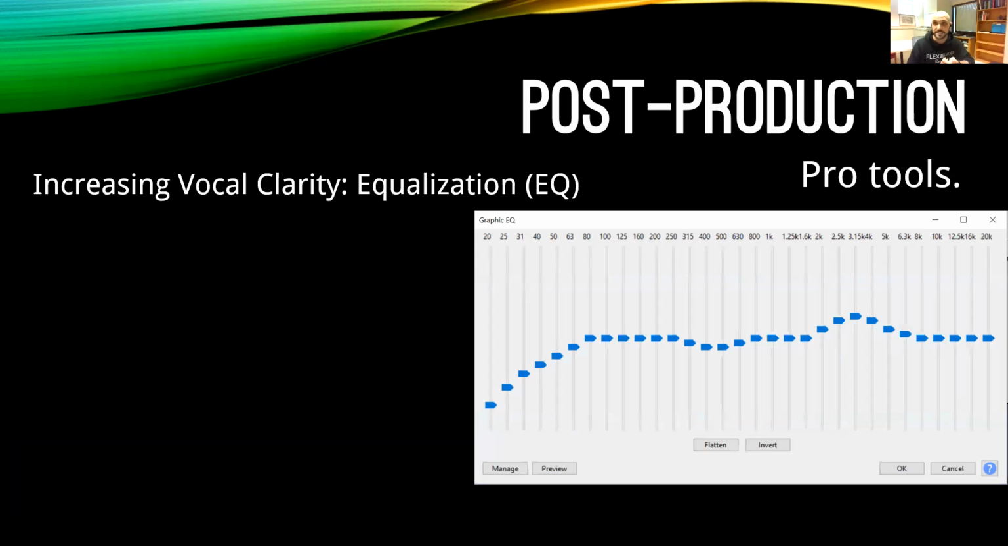Increasing clarity is another thing that you can do with post-processing tools. The main one for this purpose would be equalization, which is referred to as EQ. Essentially, you can see the screenshot here. What you're doing is taking small slices of the frequency range of your audio and making those slices a little louder or a little quieter in order to create a different effect.